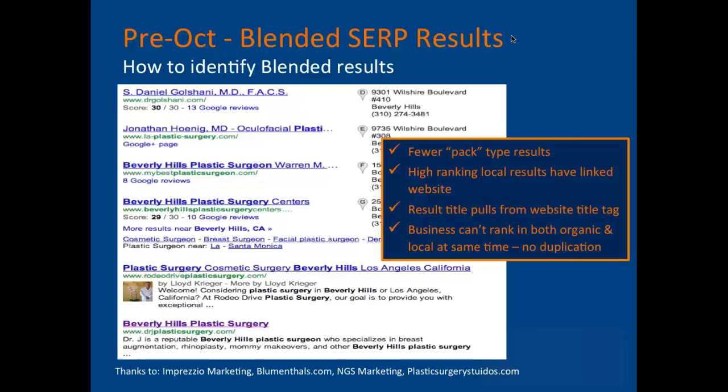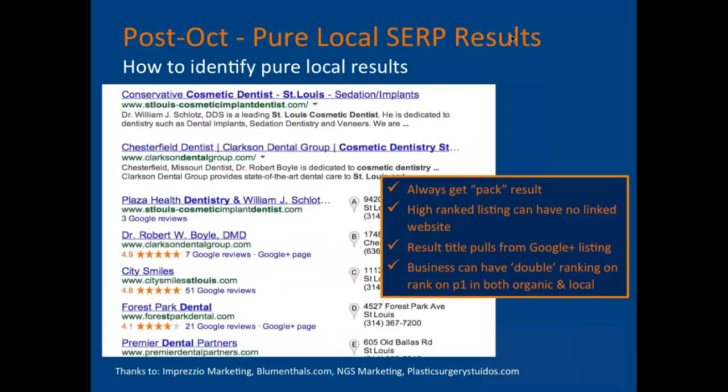They could either rank in one or the other. There was no real duplication because there was one algorithm essentially driving both sets of results. Now what we're seeing is, like I said, a rollback to the previous style of display that we had before. You pretty much always get a pack result now and none of the blended results.